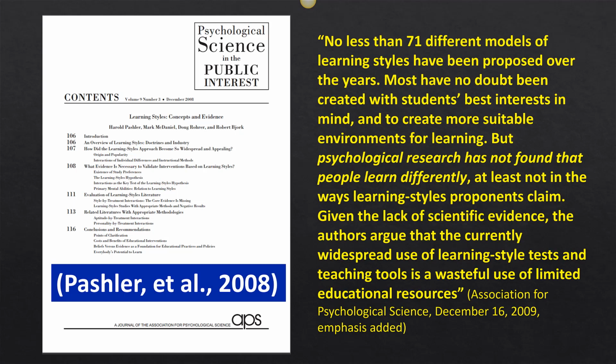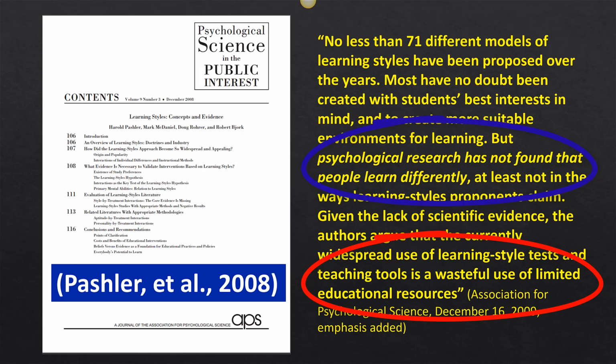No less than 71 different models of learning styles have been proposed over the years. Most have no doubt been created with students' best interests in mind and to create more suitable environments for learning. But psychological research has not found that people learn differently, at least not in the ways learning styles proponents claim. Given the lack of scientific evidence, the authors argue that the currently widespread use of learning style tests and teaching tools is a wasteful use of limited educational resources. Now, that is pretty damning criticism.